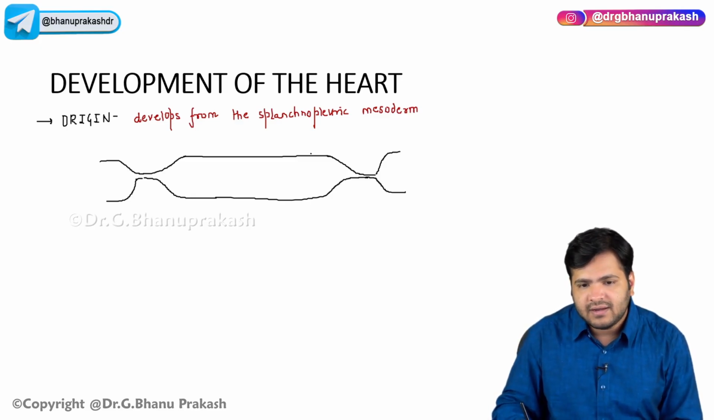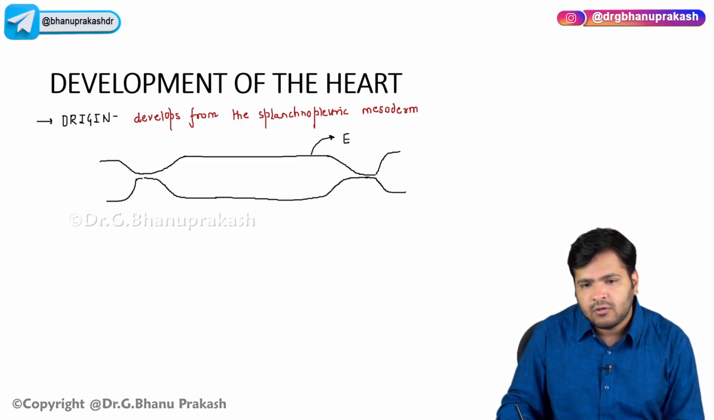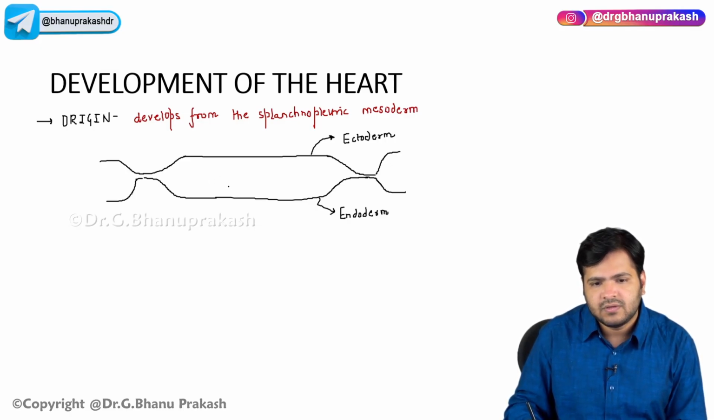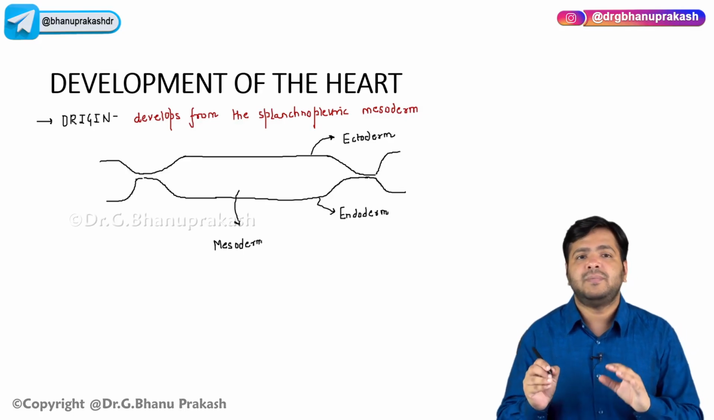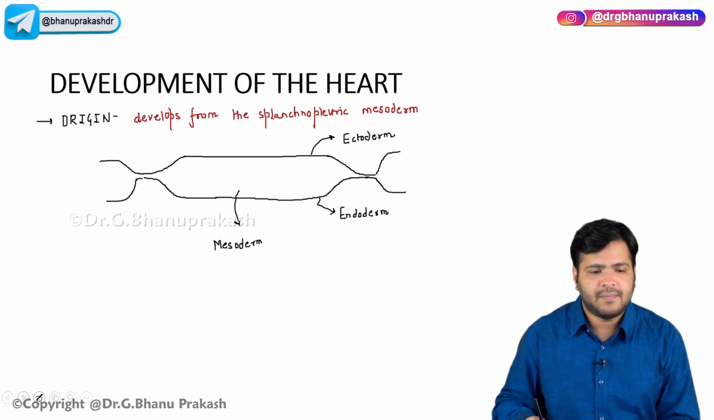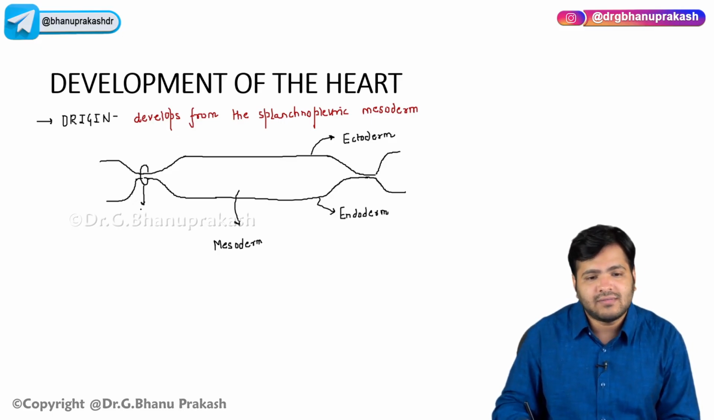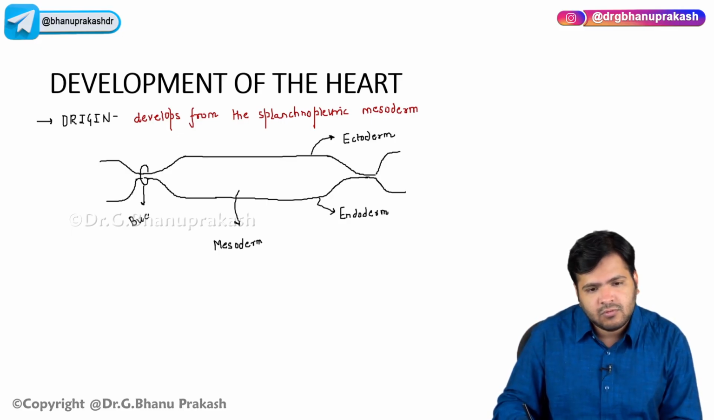So let us just mark this. This is the ectoderm, this is the endoderm, and in between we have this mesoderm. Let me just write it over here. Now, there will be two places where this mesoderm will be absent. This particular place where the ectoderm and the endoderm are fusing is called the buccopharyngeal membrane.